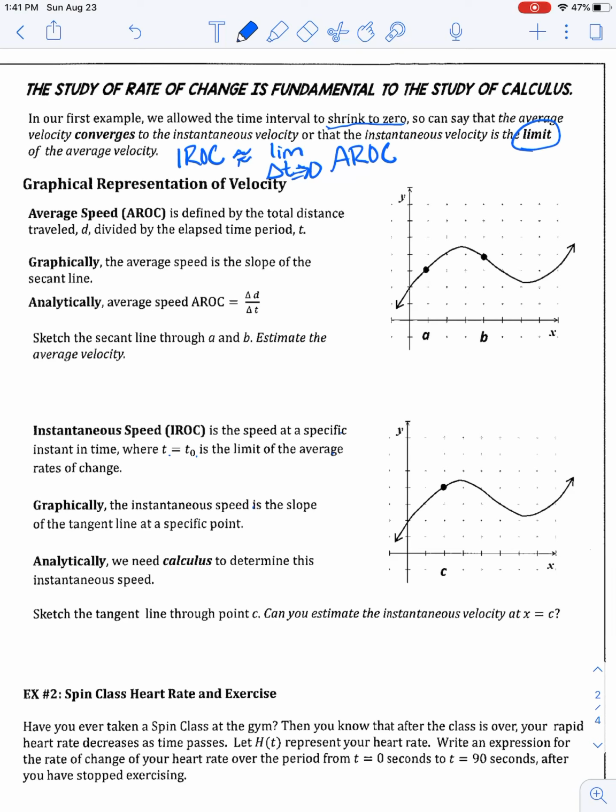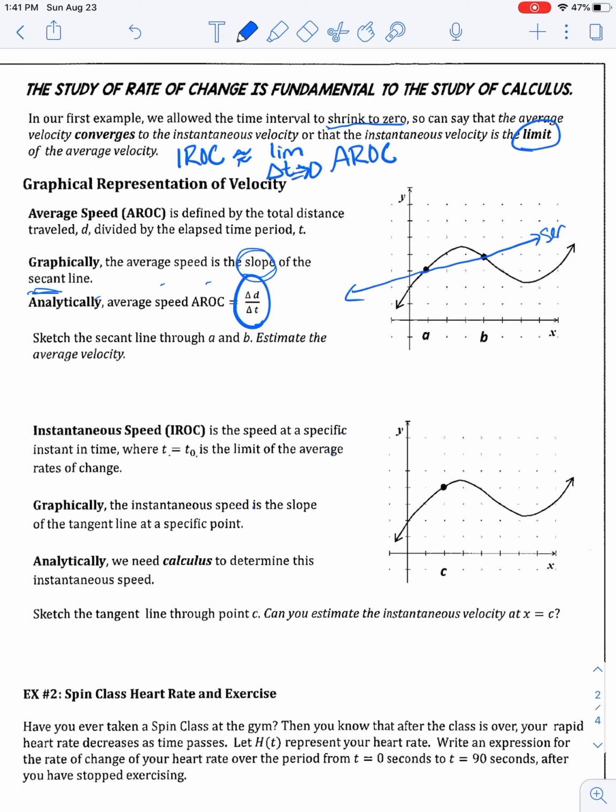So let's talk about a graphical representation of both of these, and then we'll talk about analytical. So average speed, which is AROC, is defined as the total distance traveled divided by the elapsed time period. So, and we did that, delta D over delta T. You can find that, we just did that in the chart 5 different times. Graphically, the average speed is the slope of the secant line. A secant line is just a line that goes through 2 designated points on the graph.